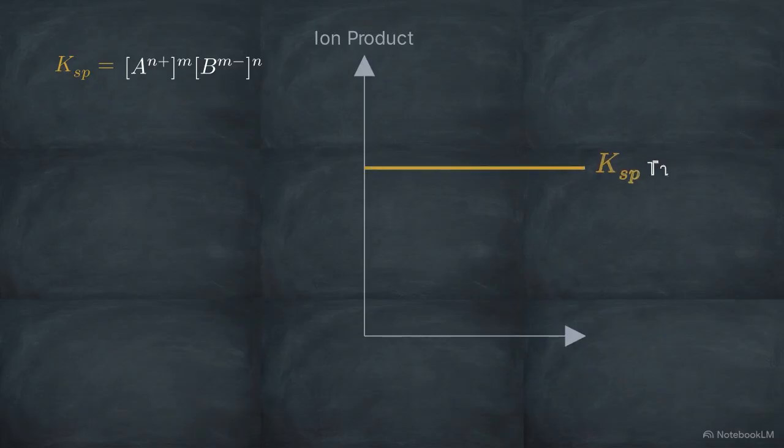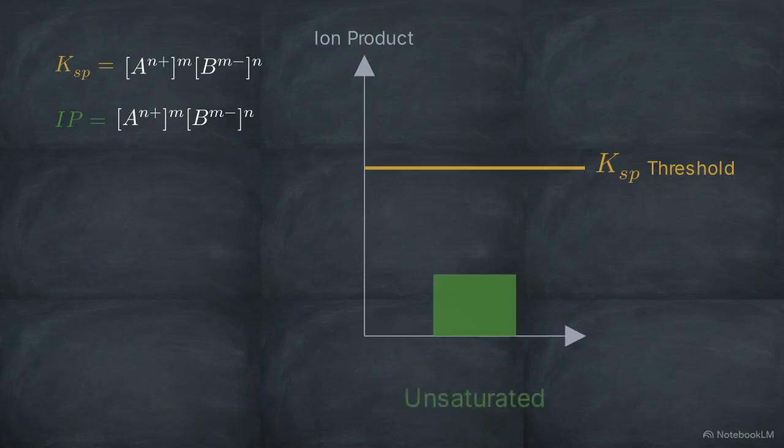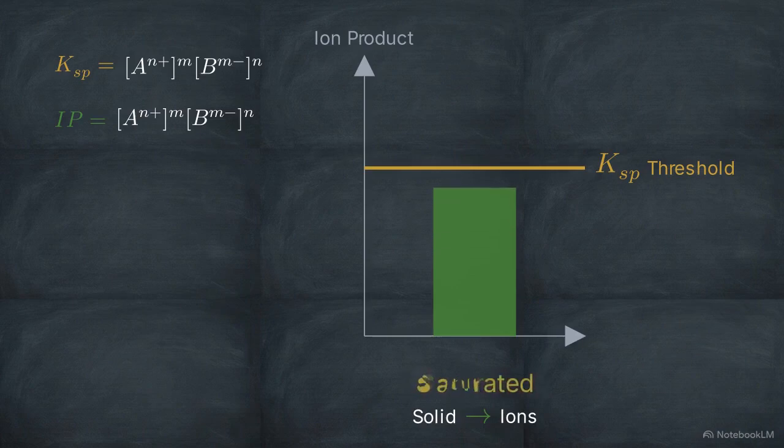This graph maps the limits of saturation. For a specific solute at a specific temperature, the KSP value forms a fixed, immovable threshold line. To track the system in real time, we calculate the ion product. This uses the exact same equation, but inputs the actual concentration of ions present at any given moment. As long as the calculated ion product remains lower than the KSP threshold, the solution is unsaturated. Dissolution continues.